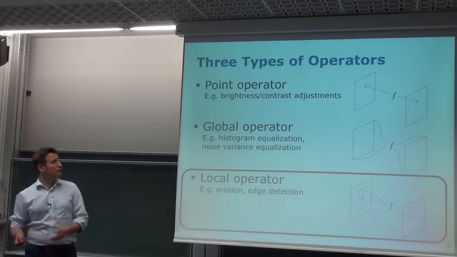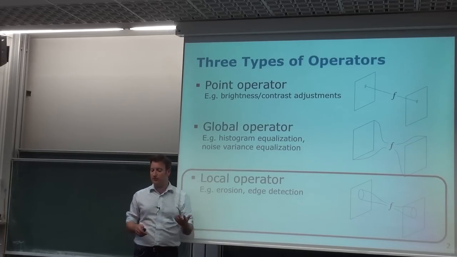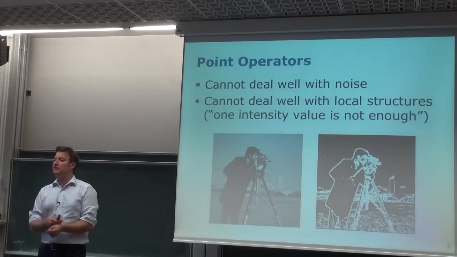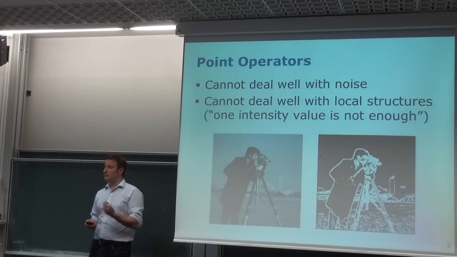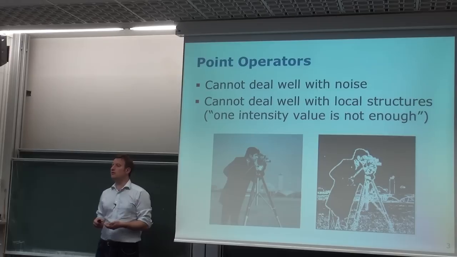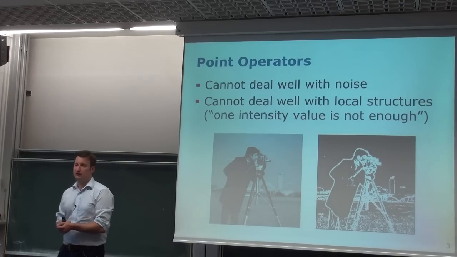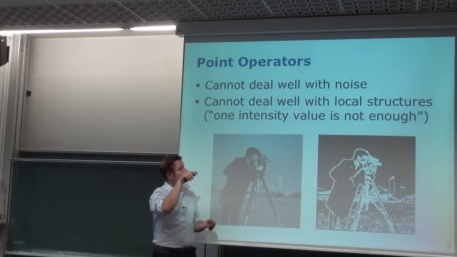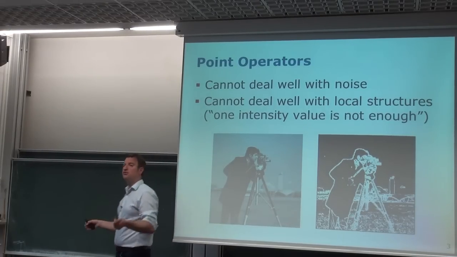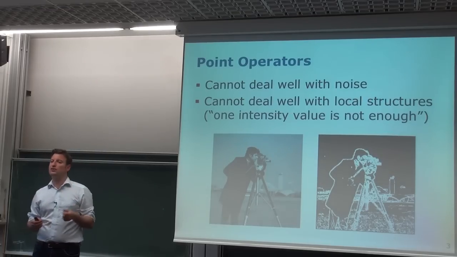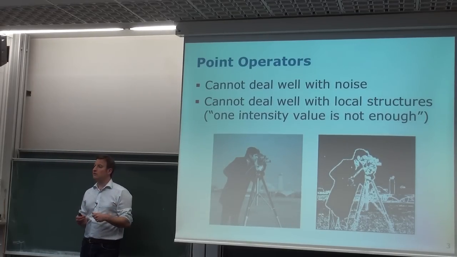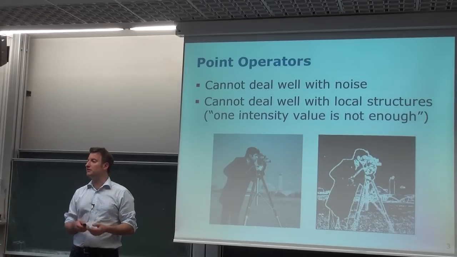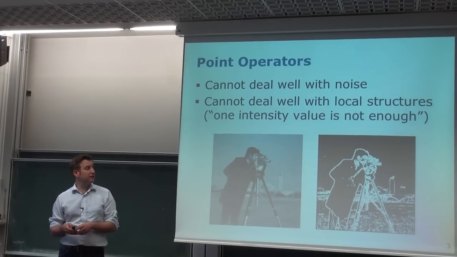The reason why I'm moving from point operators to those local operators is, as I said before, for a couple of mappings that I may want to do, a single intensity value is not enough, and I need to consider the neighborhood of these pixels in order to extract relevant information. The other thing is, if we have to deal with noise, maybe we want to smooth our image. That's something we cannot do with point operators, where we have to take into account neighboring image or intensity measurements in order to perform that.